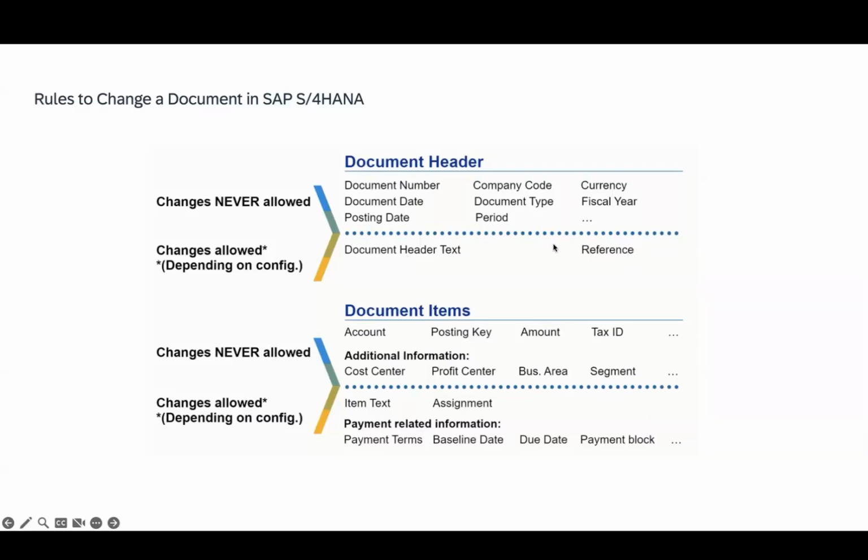The reference, in case it's been incorrectly entered. But at the document line items, we can also make changes to posted documents and even payment related information there. So payment terms, the baseline date, due dates, and payment block. Otherwise, the item text could be changed and the assignment there.